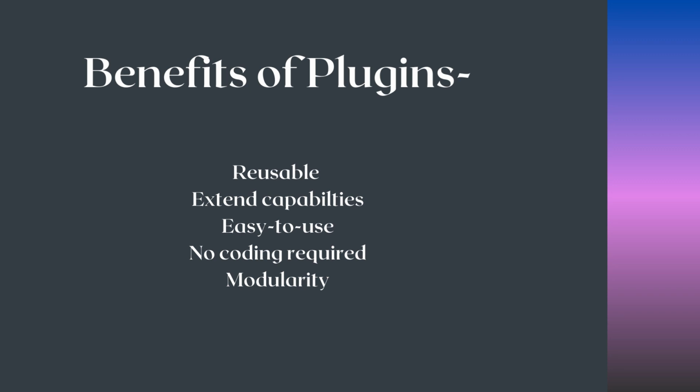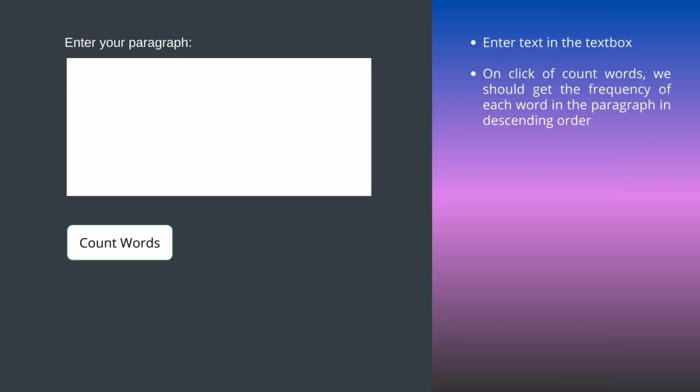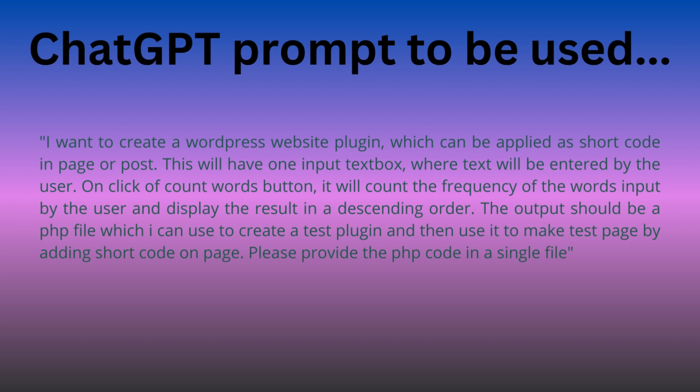Today we want to make a WordPress plugin which looks like this. It will be able to count the frequency of the entered keywords in descending order. So we will be using the following prompt. I want to create a WordPress website plugin which can be applied as a short code in a page or post. This will have an input text box where text will be entered by the user. On click of the count words button, it will count the frequency of the words input by the user and display the result in a descending order.